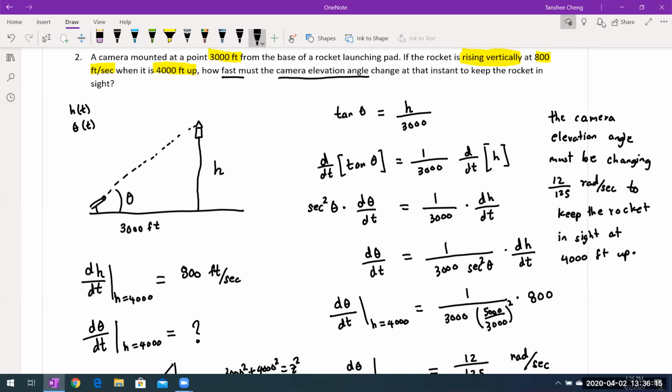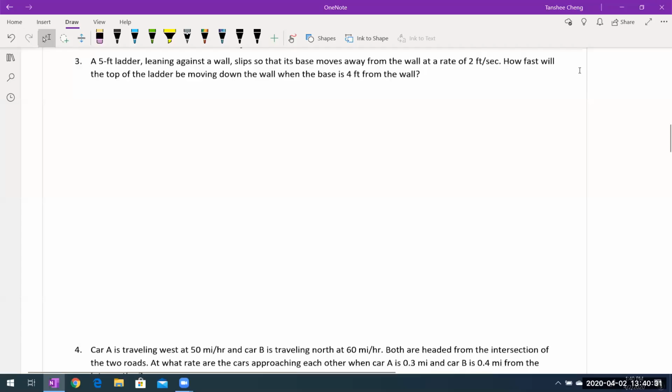Any questions before I move on to the next example? So the third example: a 5-foot ladder leaning against the wall is slipping so that its base moves away from the wall at a rate of 2 feet per second. How fast will the top of the ladder be moving down the wall when the base is 4 feet from the wall?